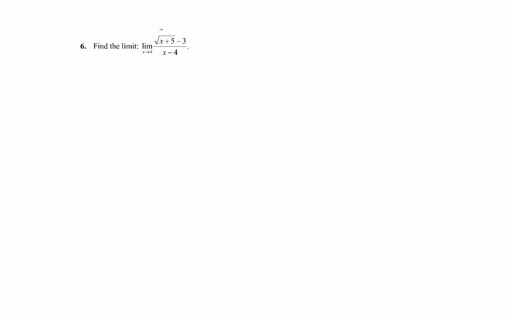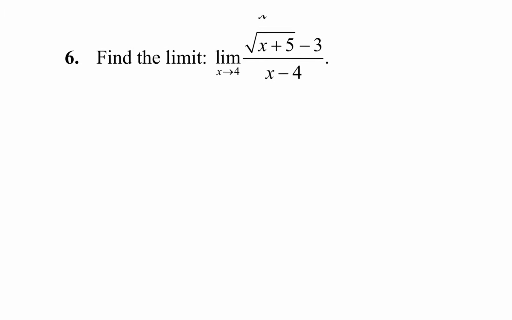This limit is the limit when x tends to 4, approach 4, of this function, the square root of x plus 5 minus 3 divided by x minus 4. Well, when x is equal 4, the function is not defined. What we want to know is when x approaches 4, the function will approach a fixed number or will not approach a fixed number.